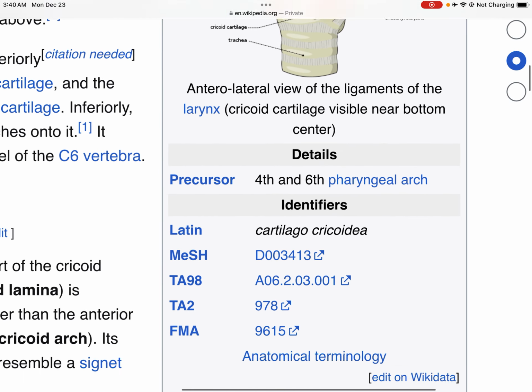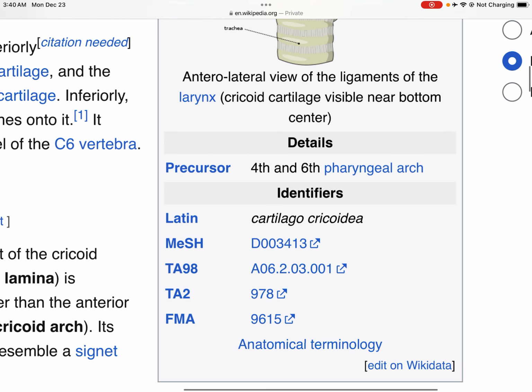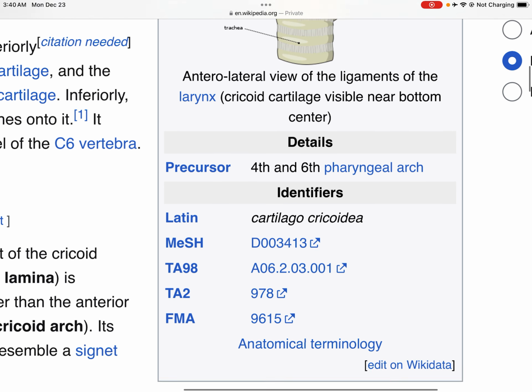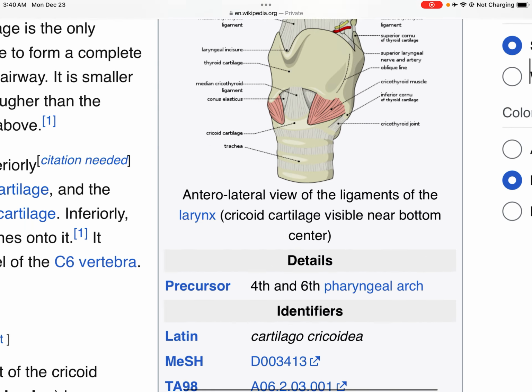Lateral ligaments of the larynx. Cricoid cartilage visible near bottom center. Precursor: 4th and 6th pharyngeal arch. So the cricoid cartilage arises from the precursor between the 4th and 6th pharyngeal arch. Now we will see the 4th and 6th pharyngeal arch.